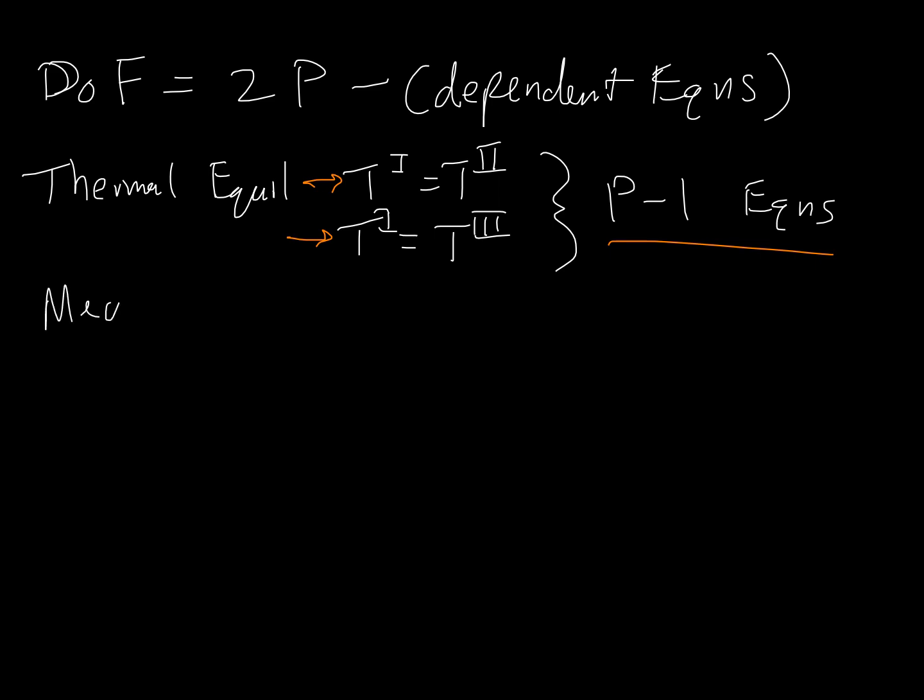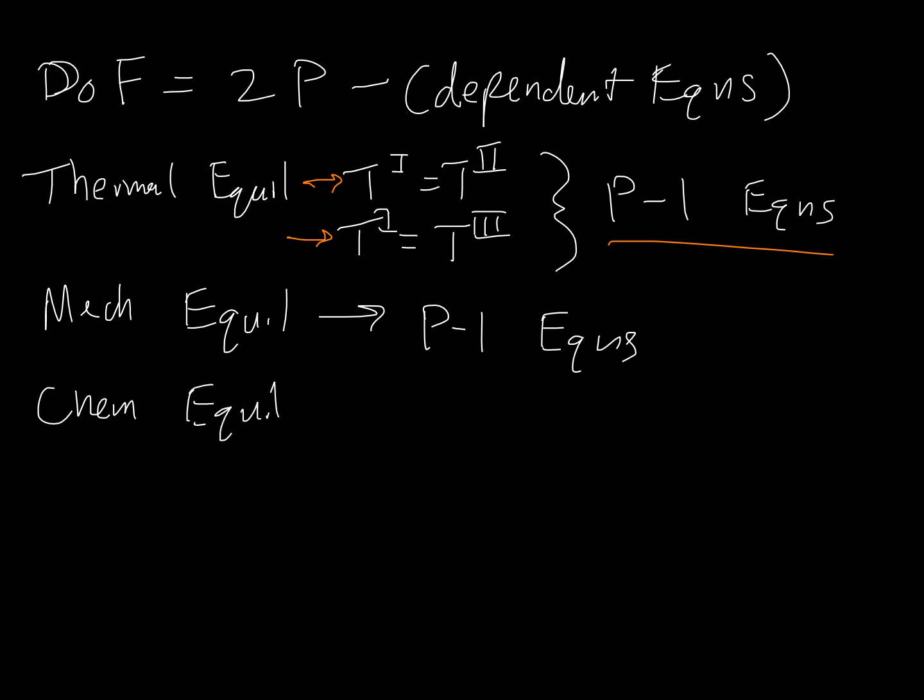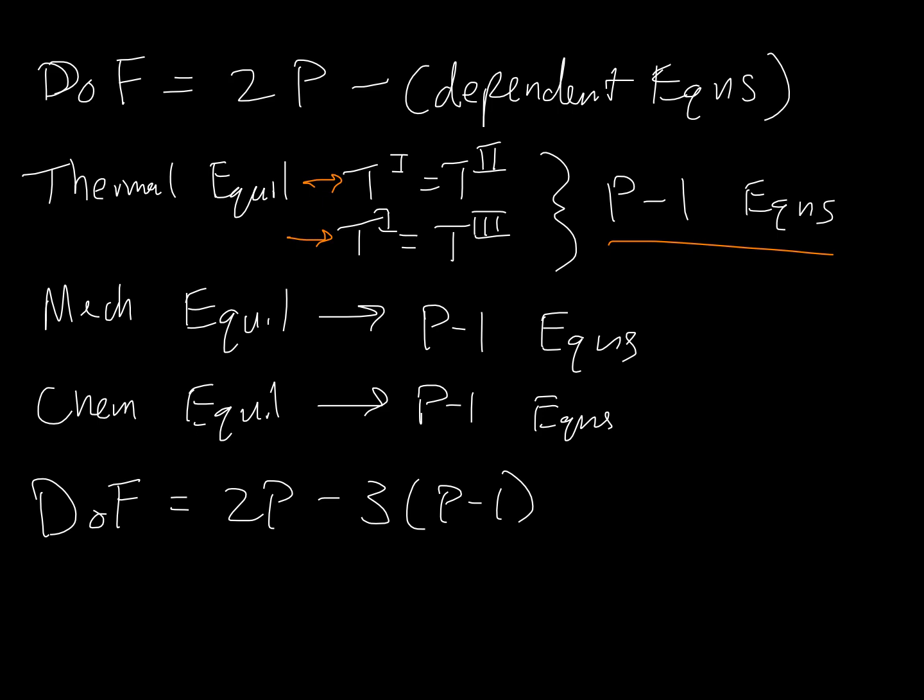Same thing with mechanical equilibrium. We get P minus 1 equations. And chemical equilibrium. And this is where the Gibbs free energies are constant, P minus 1 equations. So if we substitute everything together, the total degrees of freedom is 2 times P. For every phase, we have 2 variables that we need to fix, which is basically the fundamentals of the Gibbs phase rule, minus 3 sets of P minus 1 equations. So if we do the math, the degrees of freedom from the Gibbs phase rule gives us 3 minus P.